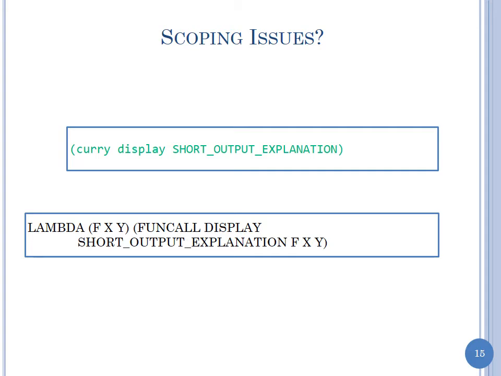So I've generated a lambda. In that lambda are some names: display, short output explanation, f, x, and y. F, x, and y are parameters. Let's look at the name short output explanation. That name has to be looked up in some environment.